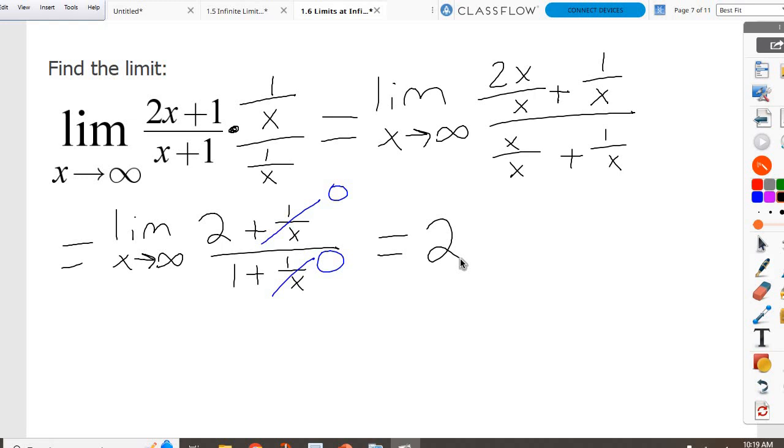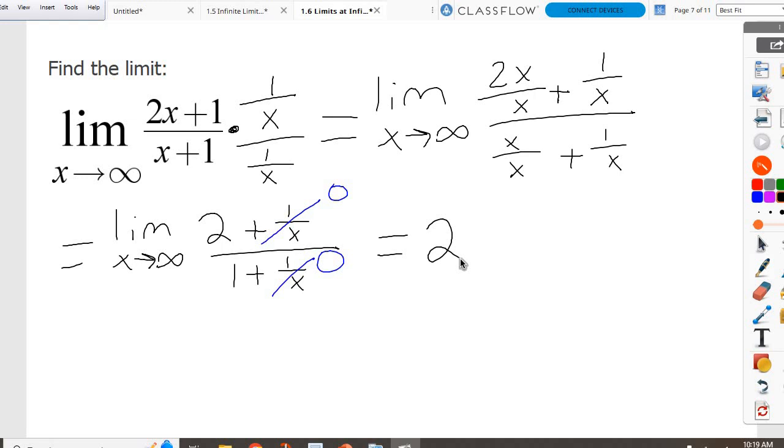Yes? How do you know at the beginning to multiply it by 1 over x? That's a good question. So I have a rational, so I have a fraction. If I have something like an e to the x on top and just an x on bottom, it's easy for me to see my e to the x is getting infinitely larger, much quicker than my x is. So that would be infinity. But basically, anytime that I have a rational that just has polynomials on top and bottom, you're going to want to do this.